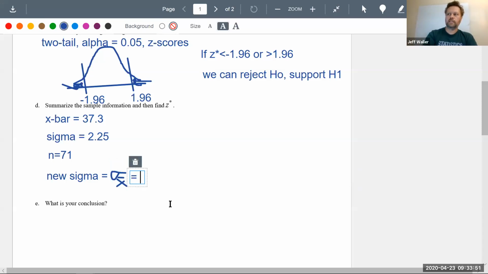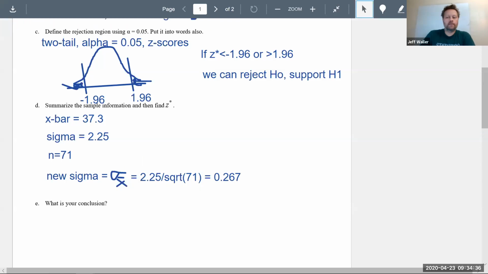Equals the same old formula, the old standard deviation divided by the square root of n. That should definitely be old news. Let me see what I get. Square root of 71. I get 0.267. Yeah, so redo that. We all mess up sometimes. So 0.267.